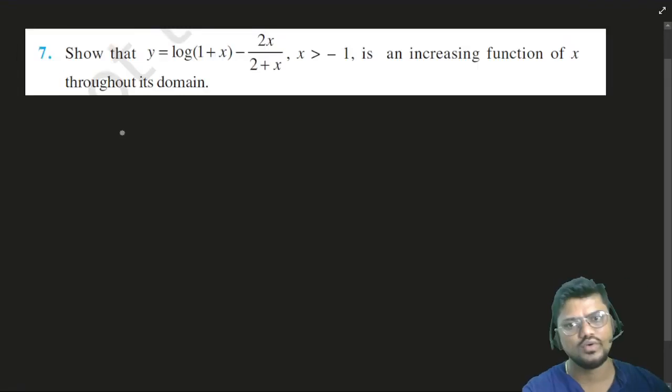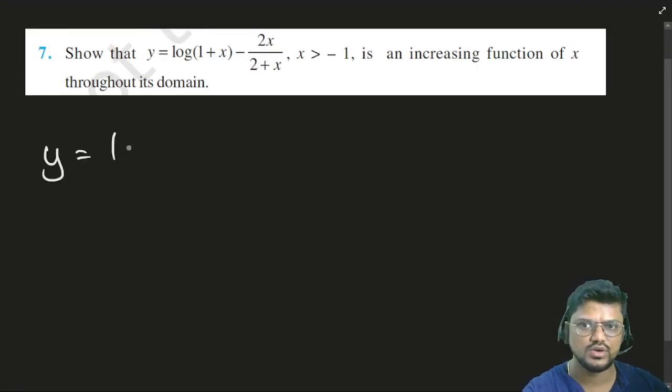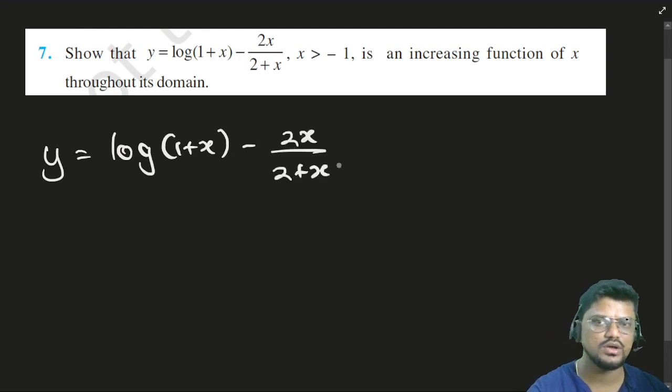Okay, let's prove it. Over here, show that y equals log of (1 plus x) minus 2x upon (2 plus x). This is what you have. Over here, the domain is x greater than minus 1. They have given that.